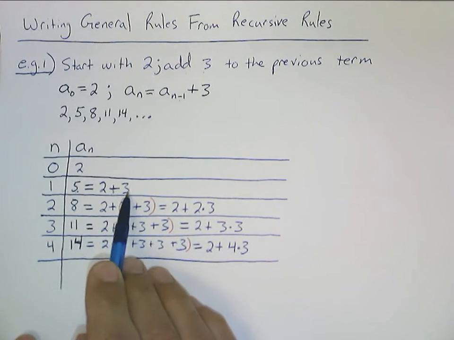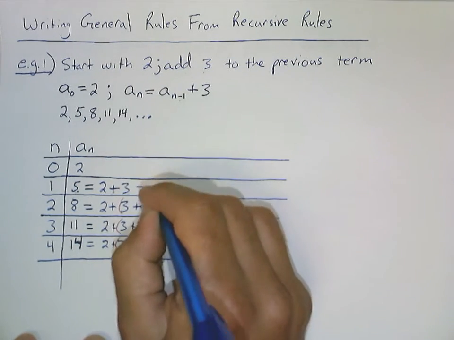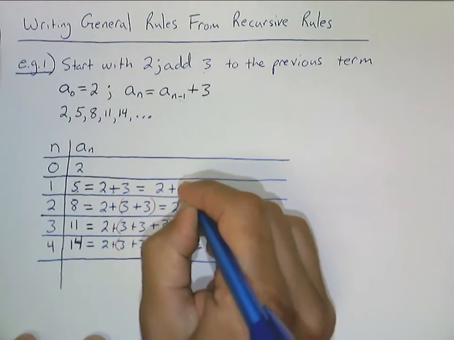We could even do the same thing up here. 2 plus 3, well, we just have 1 3. 3 is the same thing as 1 times 3, right? So this would be 2 plus 1 times 3.